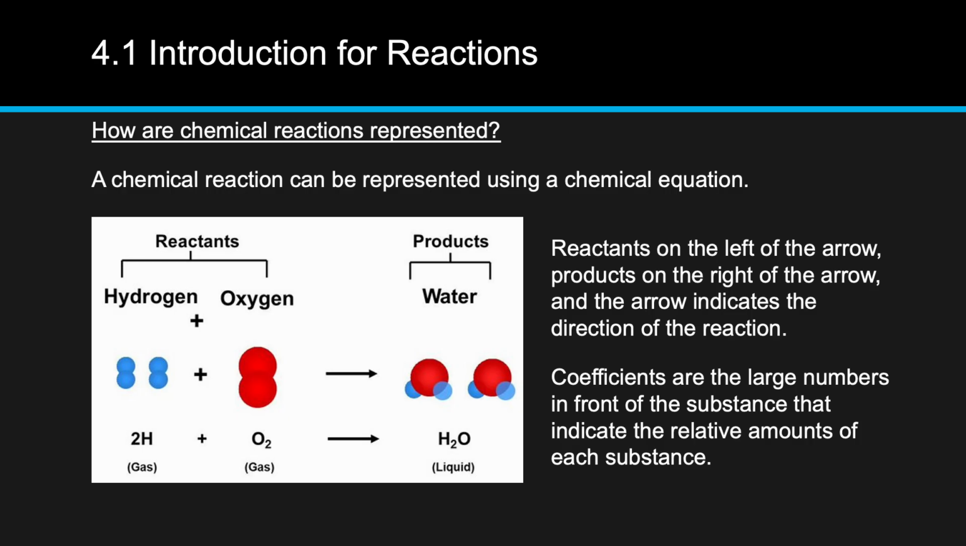Remember, when we are doing chemical reactions, we show them using chemical equations. The reactants are on the left, the products are on the right. The large numbers to the left of substances are going to be called your coefficients, and the small numbers to the right of atoms are called your subscripts.